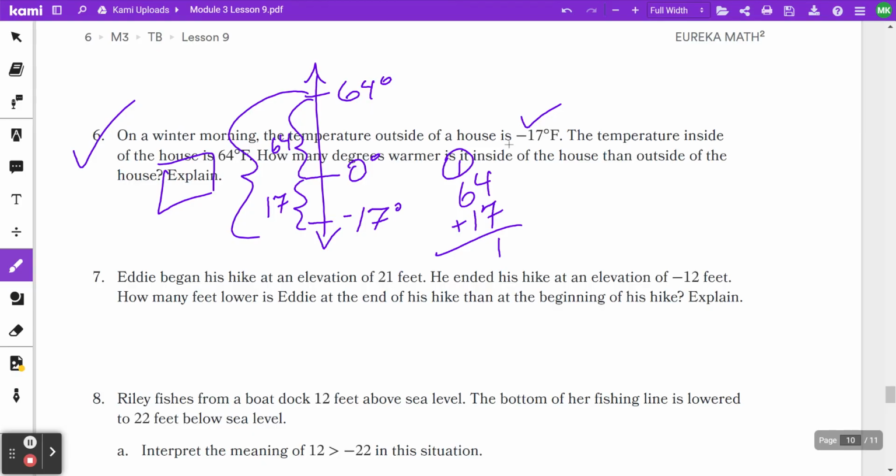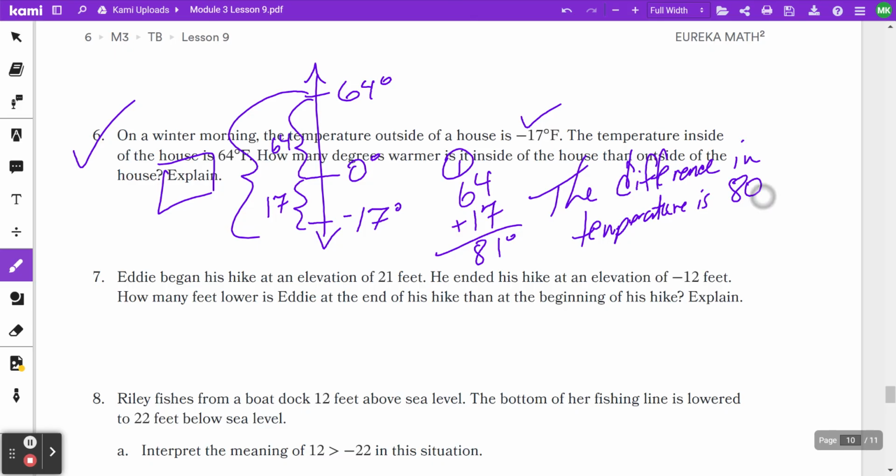So there you go. There's an 81 degree difference between inside of the house and outside of the house. Wow. Okay. So the difference in temperature, right? How's that? Temperature is 81 degrees. Oops, not 80, 81. Let me get rid of that. 81 degrees. All right. And there you go.